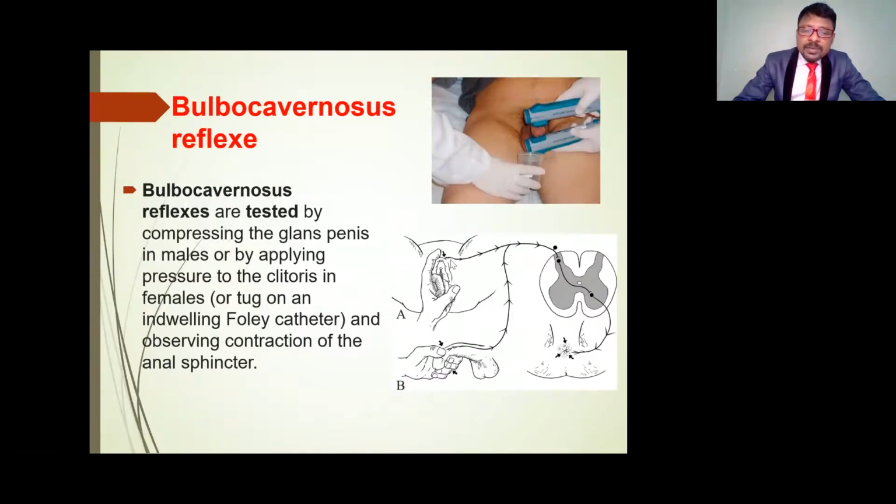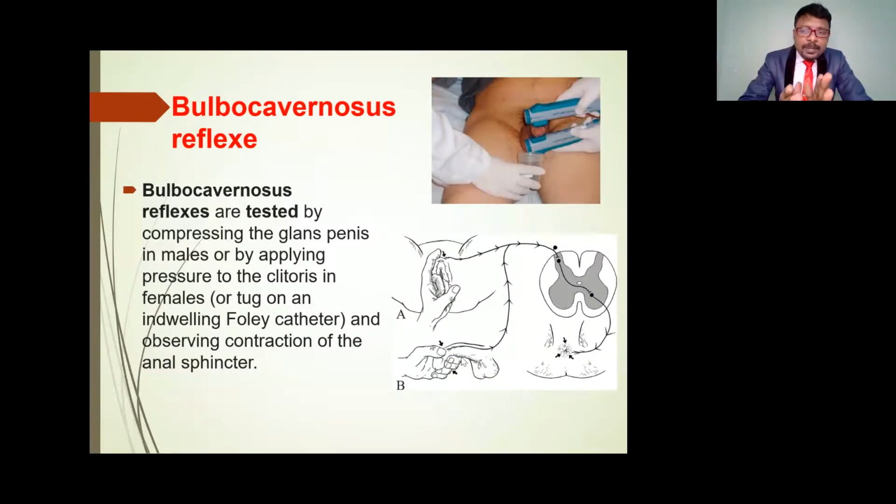If we press on the clitoris, what happens? The anal sphincter is going to contract. Either the anal sphincter or the bulbocavernous muscle is going to get contractions. You can find the contraction in the bulbocavernous muscle, which is there in the penis, and also towards the anal sphincter. So that means it is going to give the response: the anal sphincter is going to get contractions.